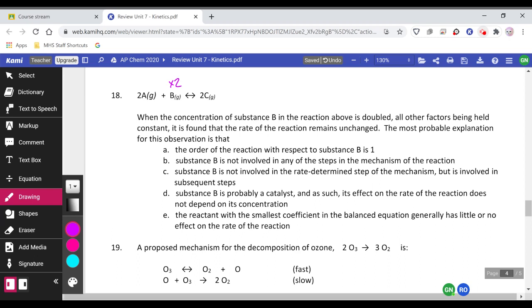Read through those answers. What do you think on that one? A says the order of the reaction with respect to substance B is 1. Does that make sense? No. If it was first order, then we know it would double the rate. B, the substance B is not involved in any of the steps in the mechanism of the reaction. No. It would have to be. C, substance B is not involved in the rate determining step of the mechanism, but is involved in subsequent steps. That would have to be our answer there.